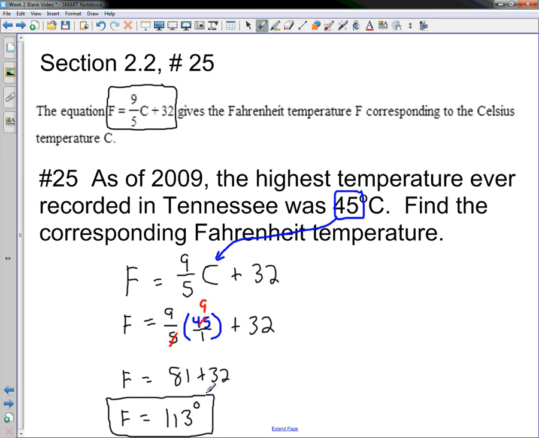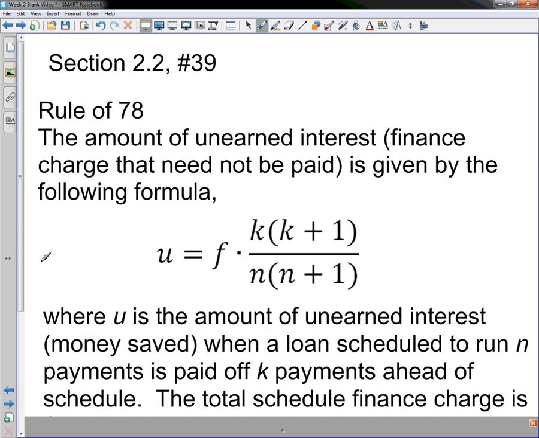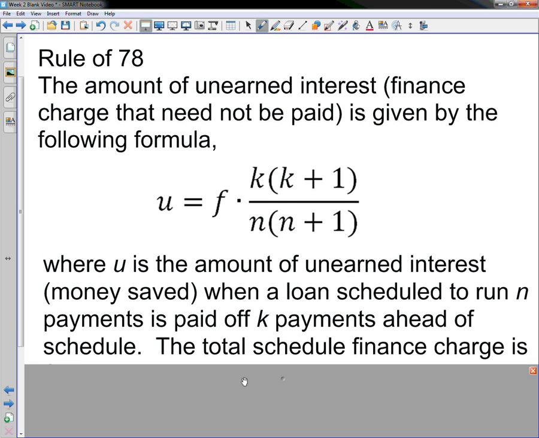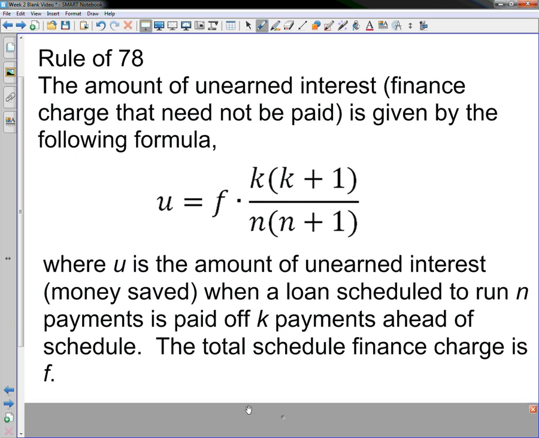Alright, let's keep working with 2.2. We have another one that deals with a formula. So this is number 39, and it deals with the amount of unearned interest. So go ahead and take a moment, probably put me on pause, read through the problem, at least understand the formula, and then we'll go ahead and start plugging some numbers in once we look at the problem.